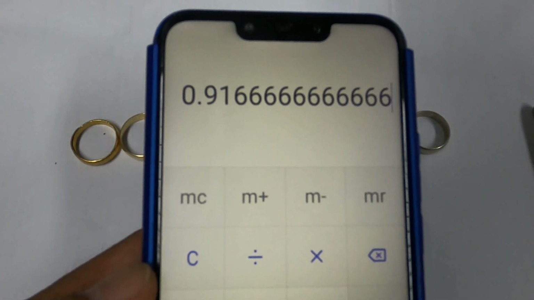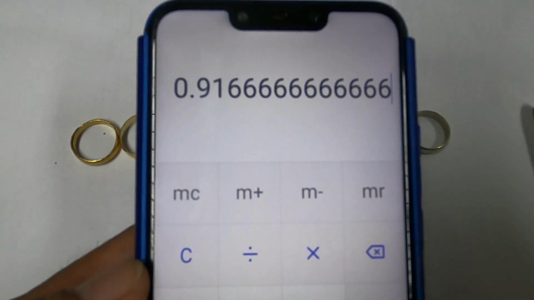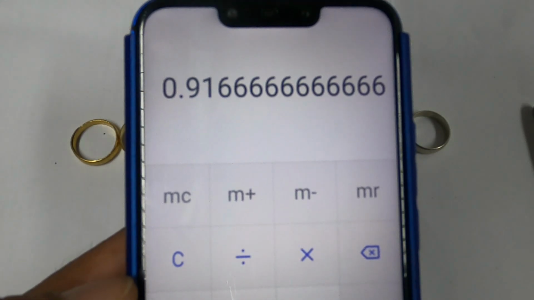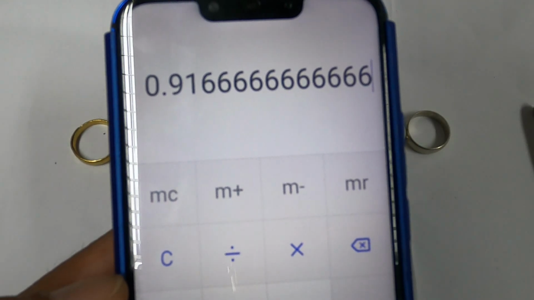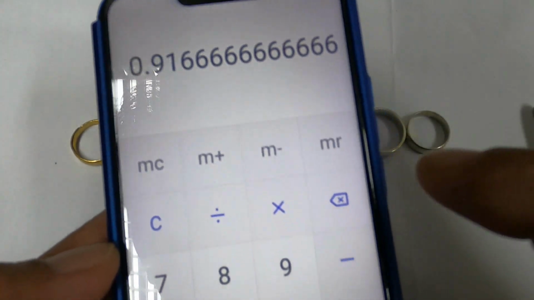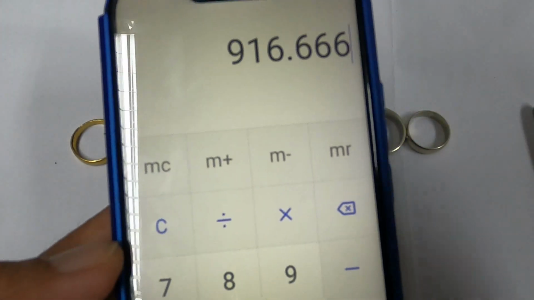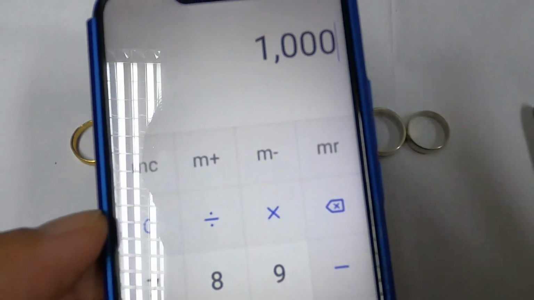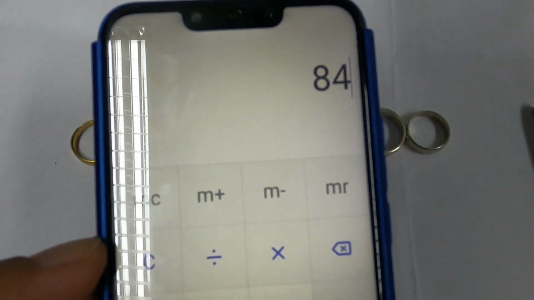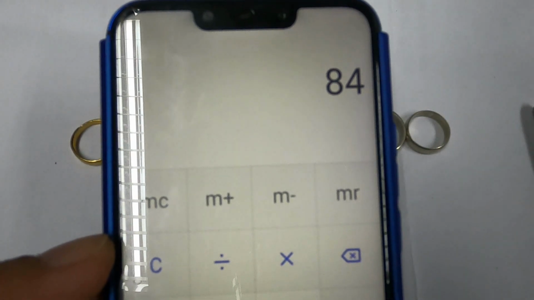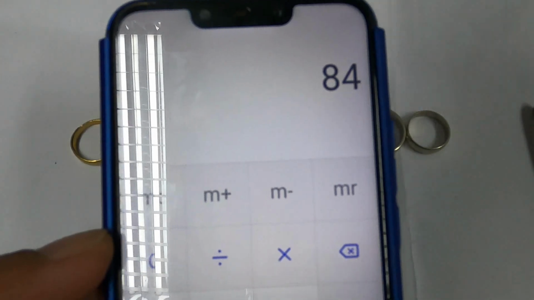It is 91666, like that. That is why we say 916 on our 22 karat gold. So how to make 22 karat gold? First, you need to multiply this with 1000. So it is 916. So 1000 parts minus 916. So you need to add 84 parts or 8.4% to make 22 karat gold.